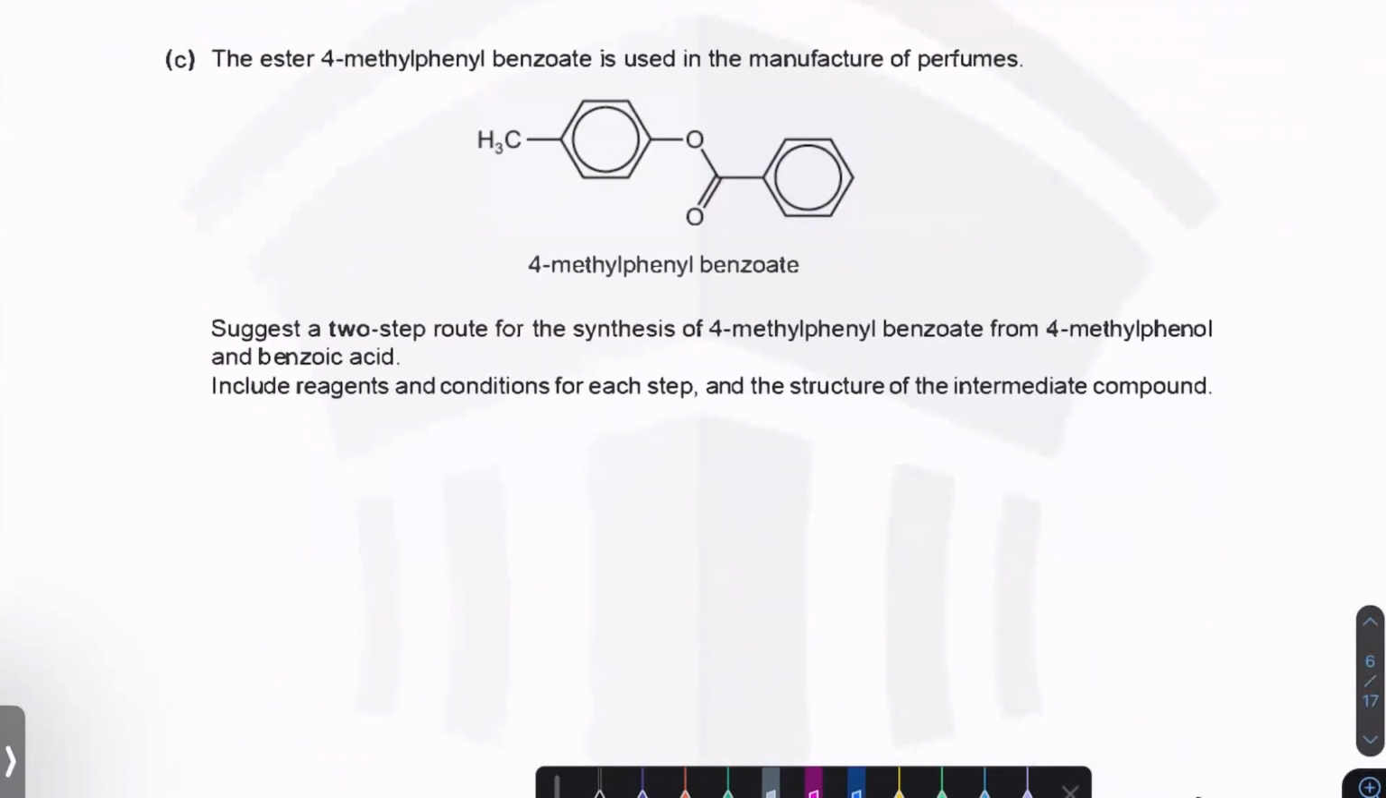Okay, ester methyl phenyl benzoate is used in the manufacturing of perfume. So it's a two-step reaction for synthesis of this from 4-methyl phenol and benzoic acid. ठीक है. Not technically this chapter, but let's see.